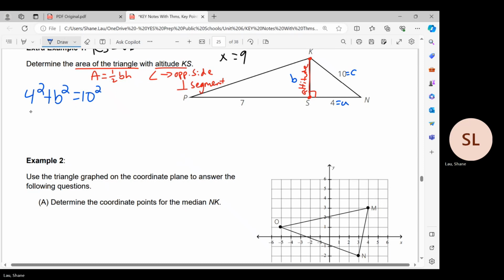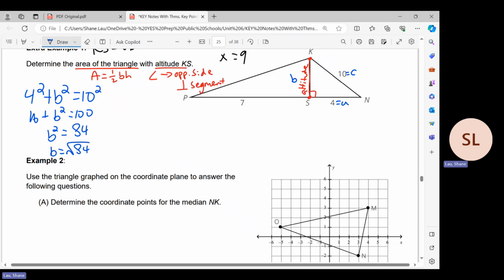And we're going to solve. 16 plus B squared equals 100. B squared equals 84, because 100 minus 16. And then B is going to be the square root of 84. Now, I would just leave it like this for right now, until we actually put it into our area equation. That is a perfectly fine answer for right now. Then we found our height.